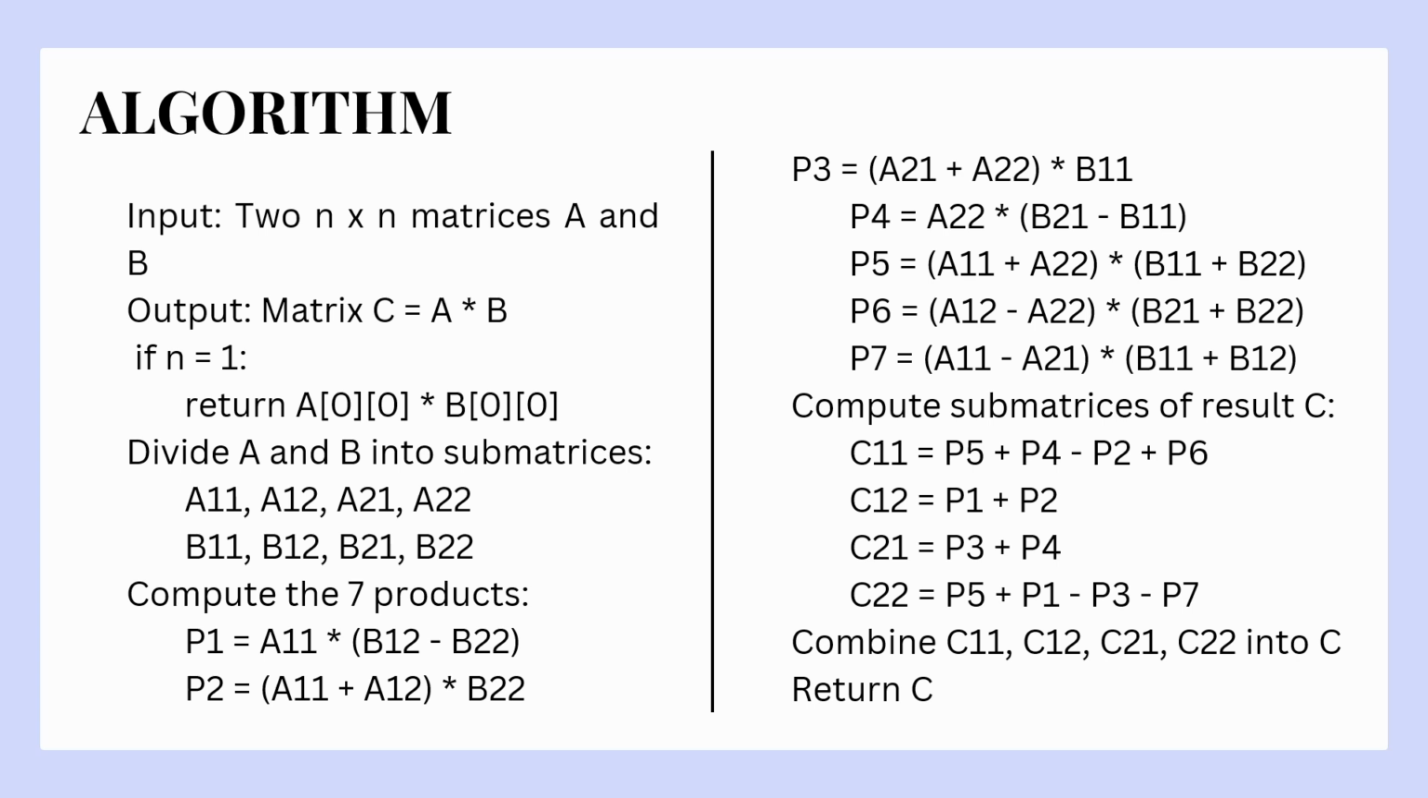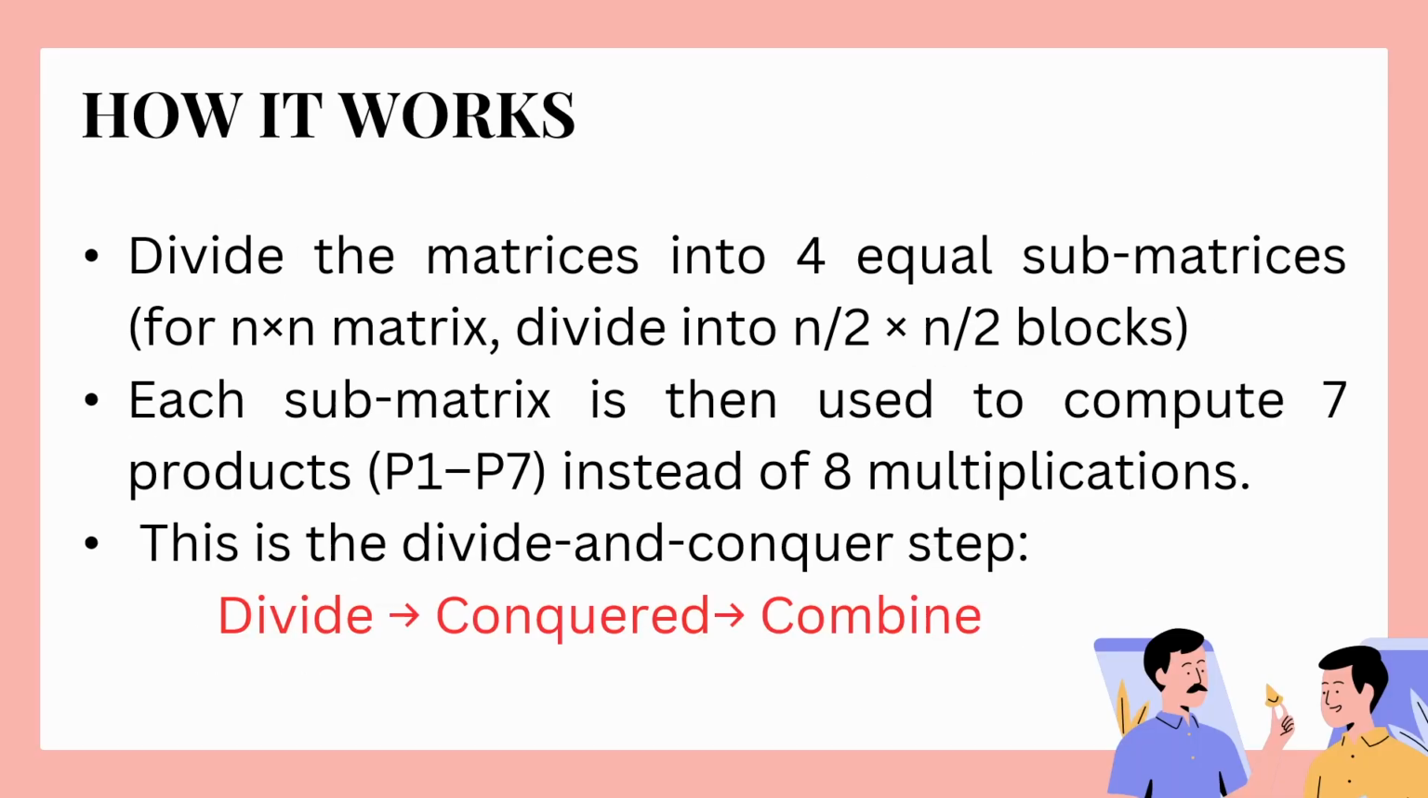This will be implemented using the program. In the next slide, we will see how it works and how it is performed step by step. Let's see how Strassen's algorithm actually works. Instead of directly multiplying all elements like the normal method, this algorithm works in a smarter way. First, it breaks the big matrices into smaller parts. So one big matrix becomes 4 smaller matrices. This makes the problem easier to handle.